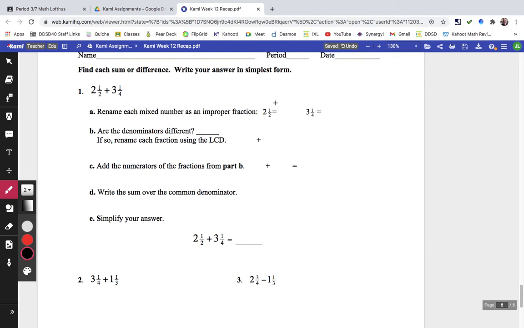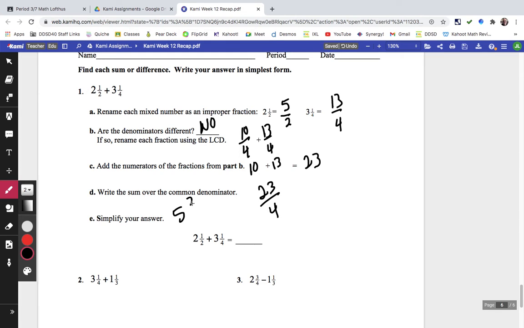So let's see, 2 1/2 is 5 halves. 3 1/4 is 13/4. No, they don't have a common denominator. So 4 is going to be, so this is going to be 10/4 plus 13/4. And the numerator, 10 plus 13 is 23. So 23 over 4. And that is 5 3/4.